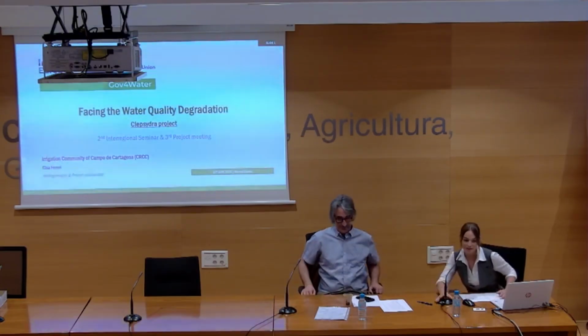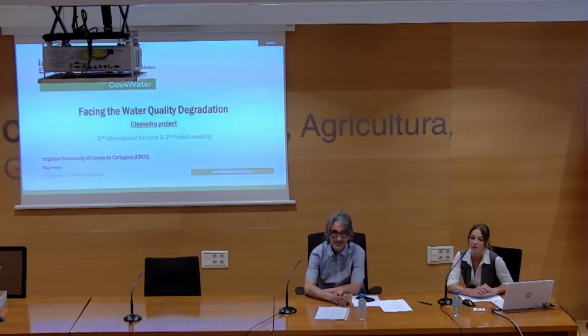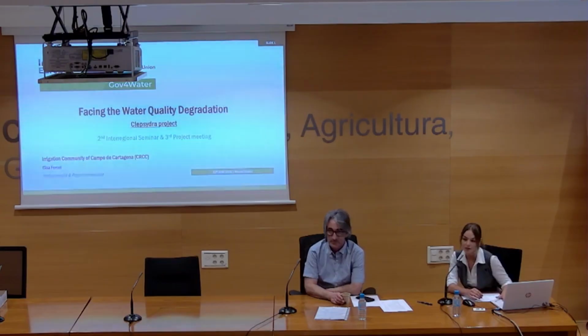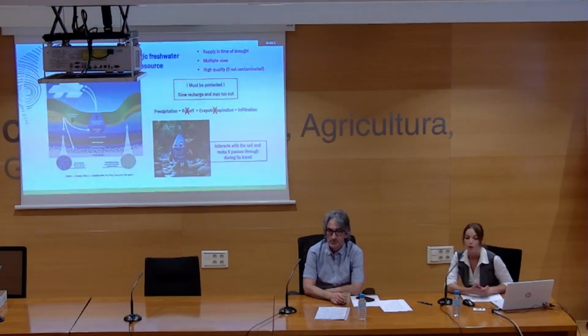So, good morning, everyone. I'm Elisa Ferrari, and I'm a hydrogeologist of the irrigation community of Campo de Cartagena in the region of Murcia. And here, I'm also a project collaborator for the Clepsydra project, where we are actually assessing the water quality degradation. But before I start talking about the project itself, I would like to give an overview of what we mean when we're talking about groundwater pollution and quality.